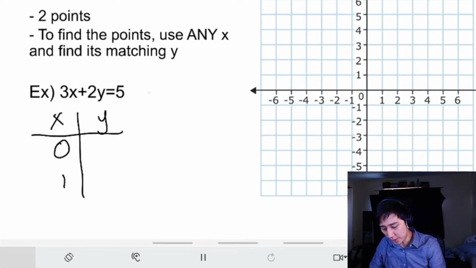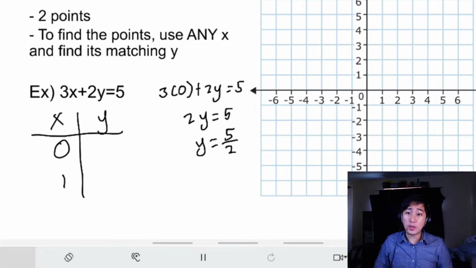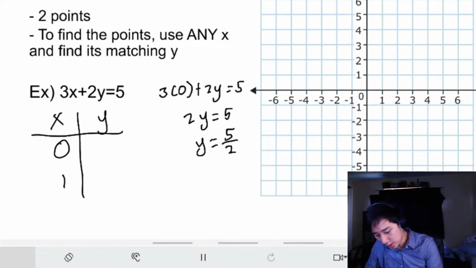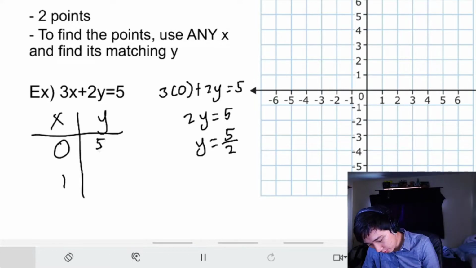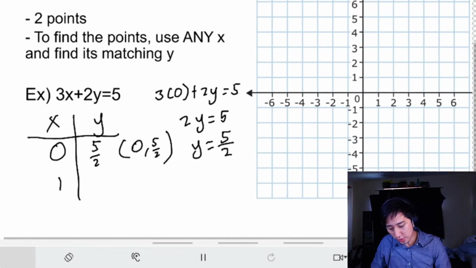So if x is 0, then what we're going to get is 3 times 0 plus 2y equals 5. And then that means 2y equals 5, which means y equals 5 over 2. Now, 5 over 2 isn't the nicest thing in the world, but we know it's about 2.5, or a little bit between 2 and 3. So we just plug that in, 5 over 2. And our coordinate form is (0, 5/2). So then we just graph that out.